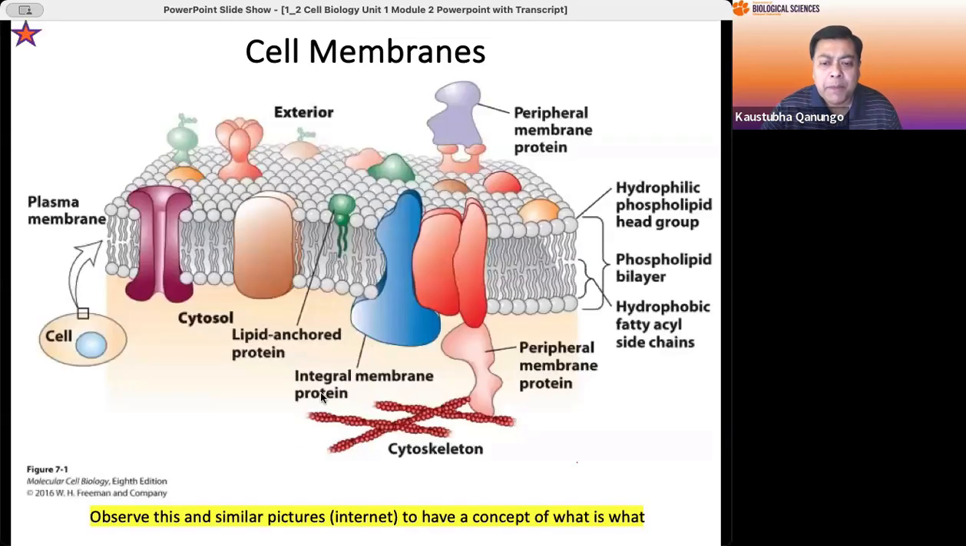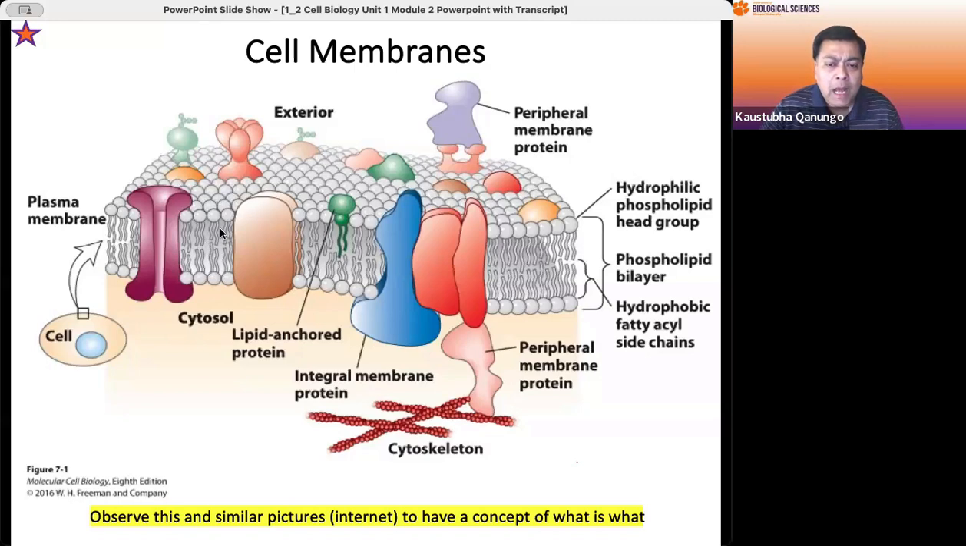So this is a picture, and take a look at this picture and spend some time on that. Because see that I have highlighted: observe this and similar pictures on the internet to have a concept of what is what. You will see some of those pictures in your exam, and you have to make conclusions out of that.